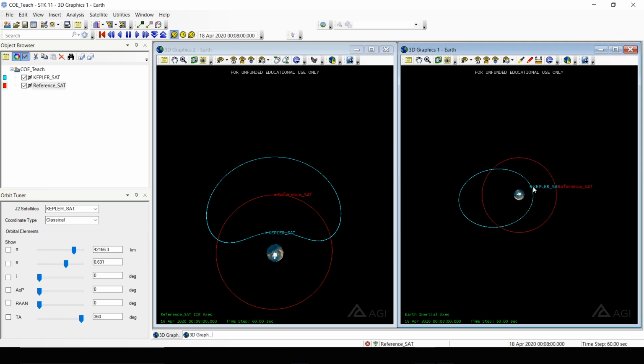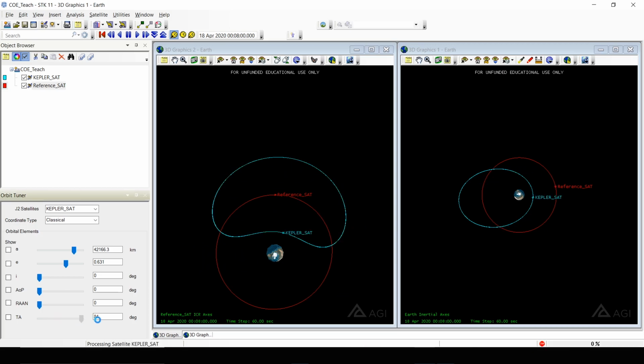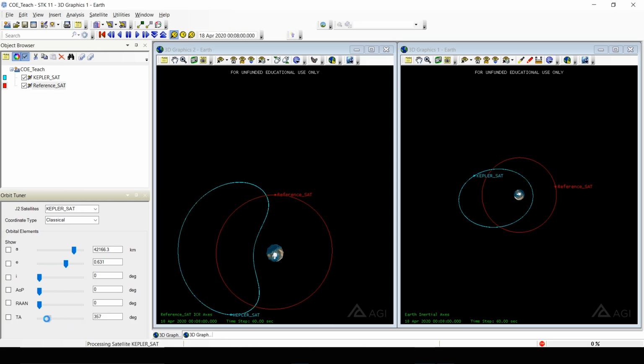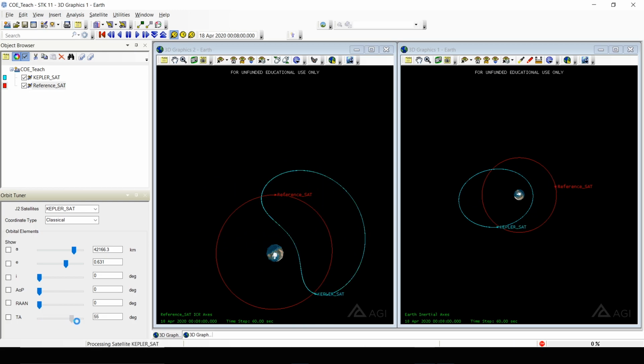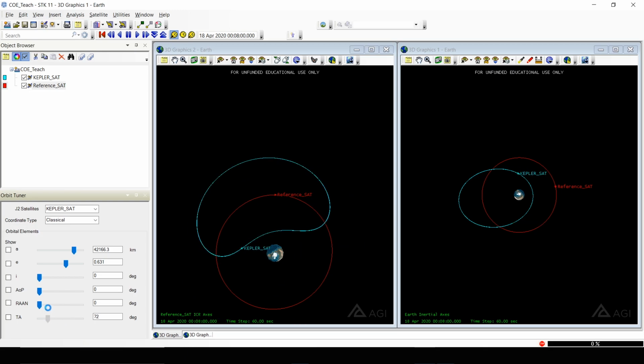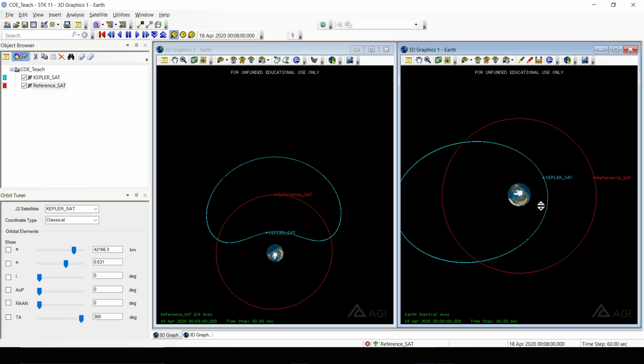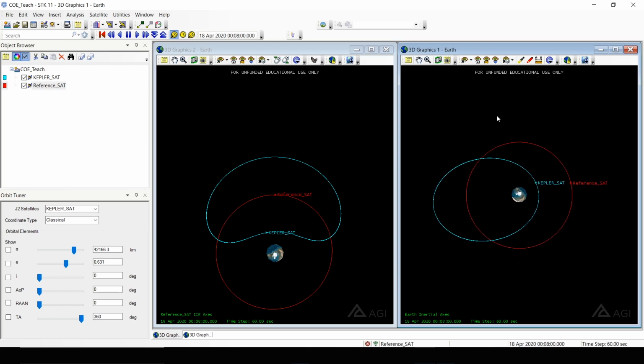And now you'll see that when I change my argument of perigee, it is not the same as changing my true anomaly. So here's the impact of true anomaly. If you look in the right screen, you can see that what's happening is KeplerSat is changing to a different location in the orbit that is being depicted there. Now let's change the argument of perigee and see how that changes this screen here. So take a close look at this screen and watch what happens to the ellipse as I move my argument of perigee.